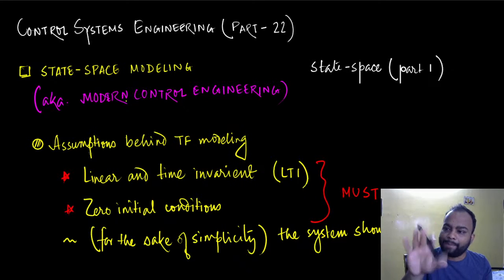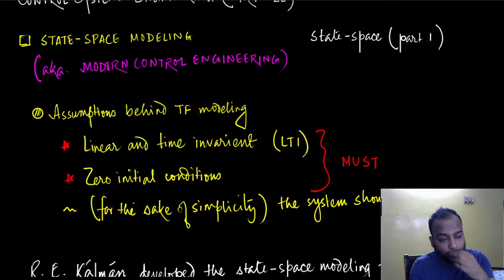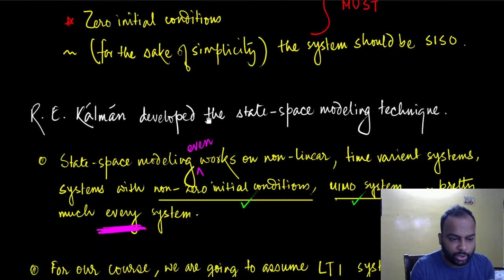Then we applied Laplace transform. So in order for the applicability of transfer function modeling, we assume these things on top of the differential equation. Now let's say I have a third order system that has a differential equation that looks like this.